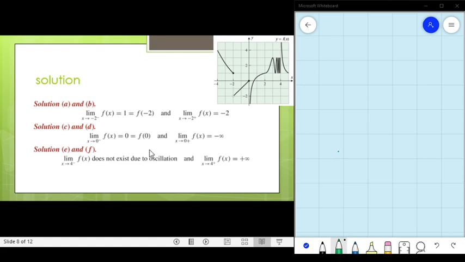Therefore, we can say that the limit of f of x as x approaches 0 does not exist. Same here, does not exist.